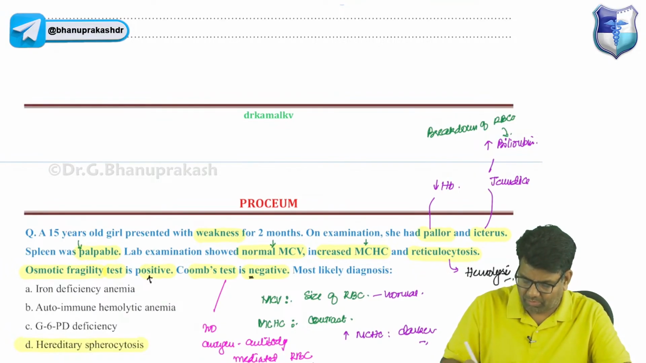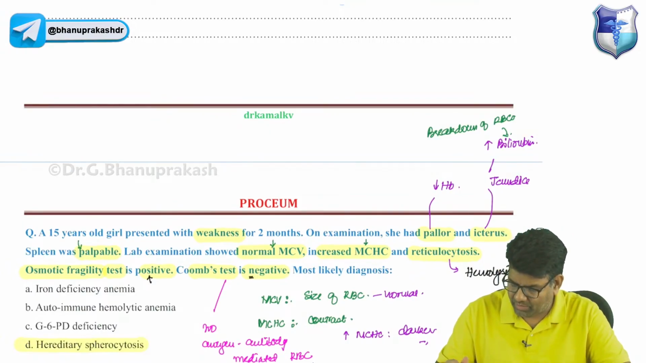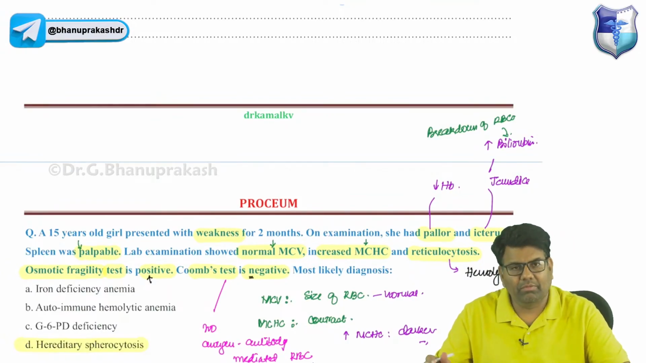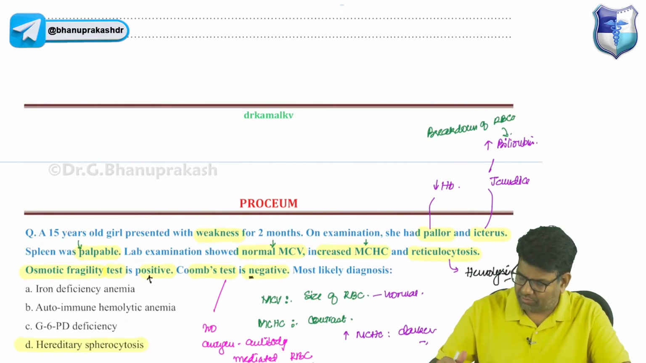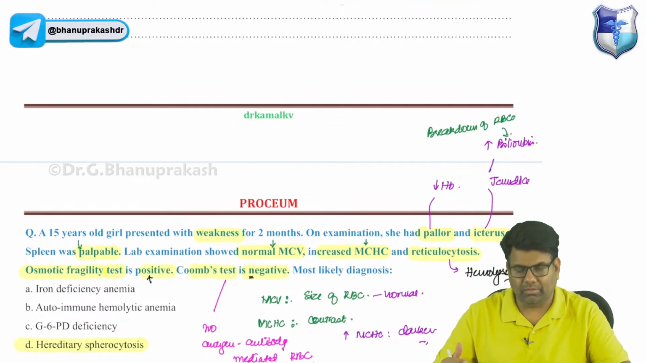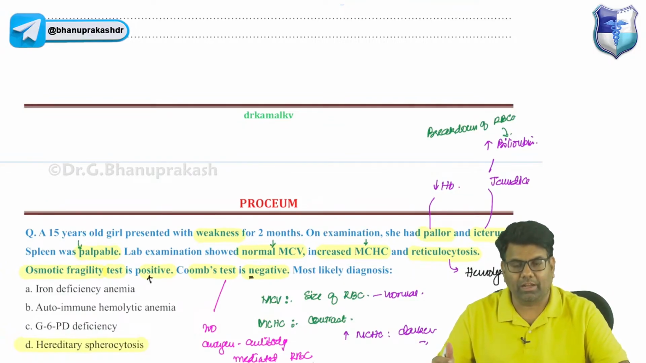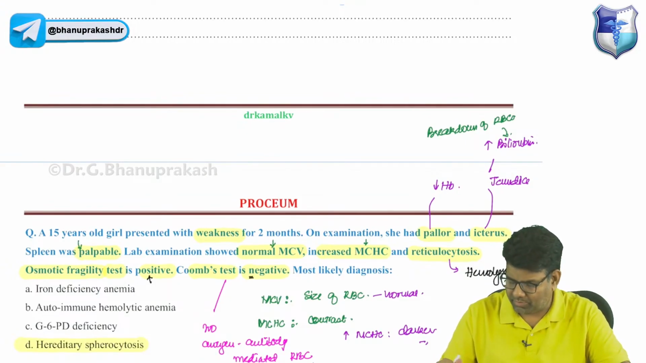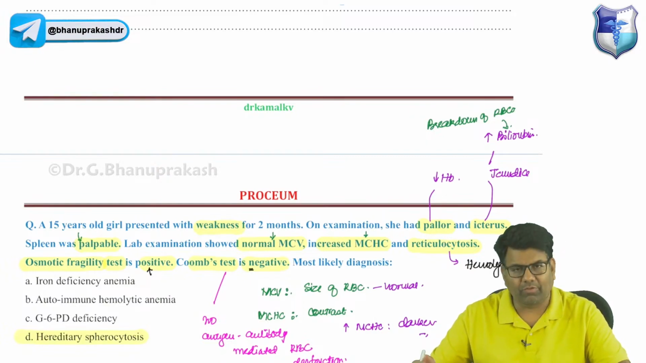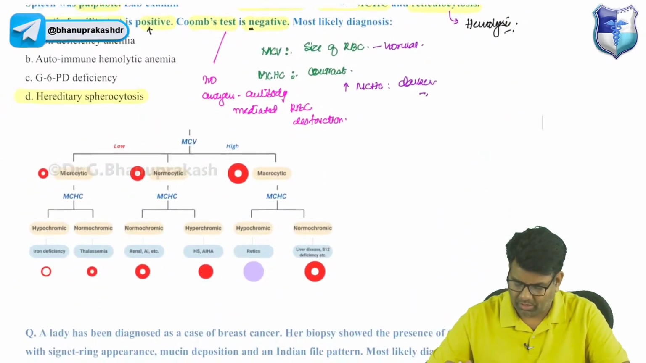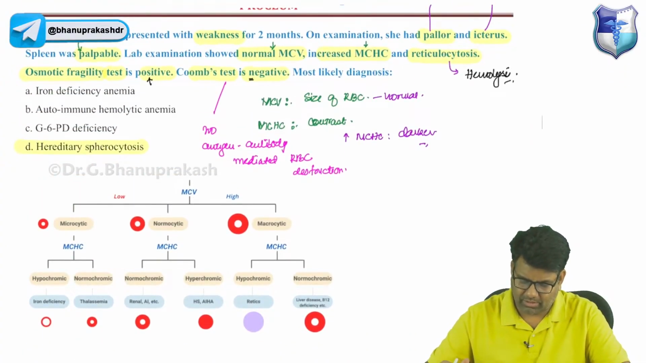Because MCV is normal, we can rule out megaloblastic anemia. Coombs test is negative, so we can rule out autoimmune hemolytic anemia. G6PD deficiency, especially, may result in hemolysis with drugs like primaquine. So the better answer comes out to be hereditary spherocytosis. Okay. So this is hereditary spherocytosis.